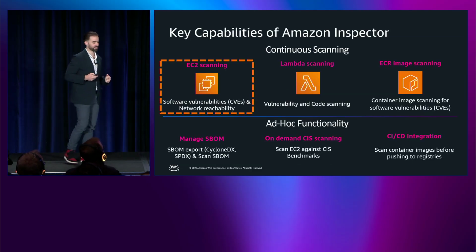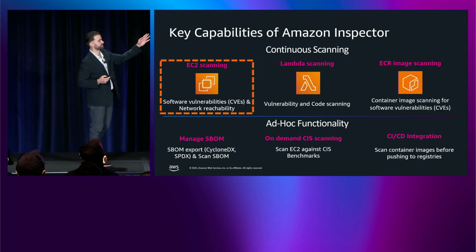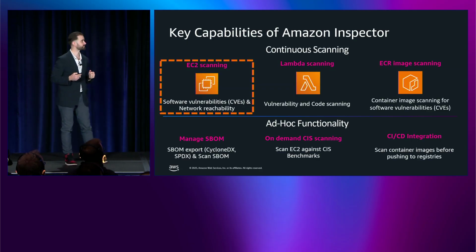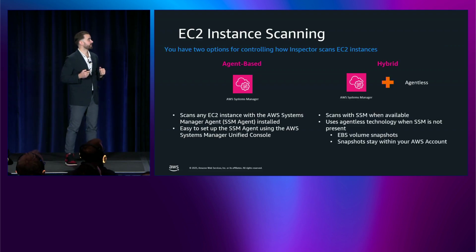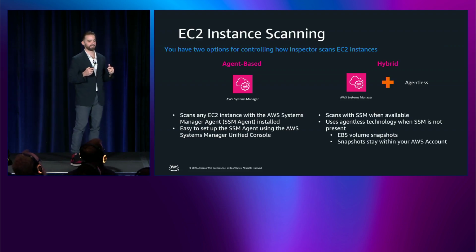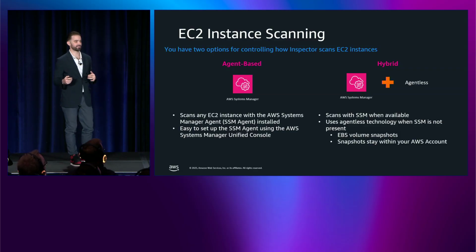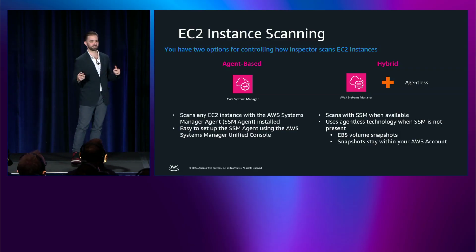And I'm going to go ahead and jump to EC2 scanning. So I'll go EC2 scanning, Lambda, ECR image scanning, and then I'll touch ad hoc functionality. So there's a few key points to understand about Amazon EC2 scanning. An EC2 instance is obviously a virtual machine.